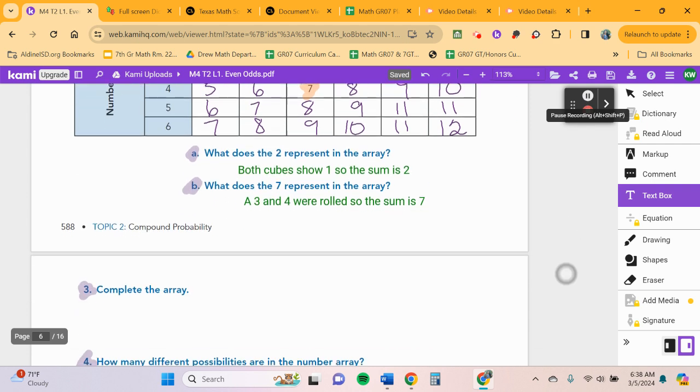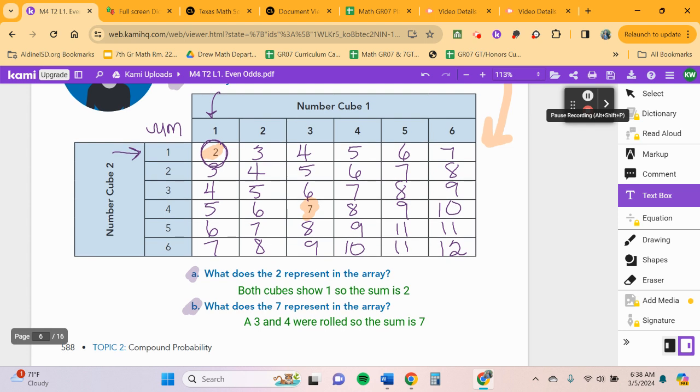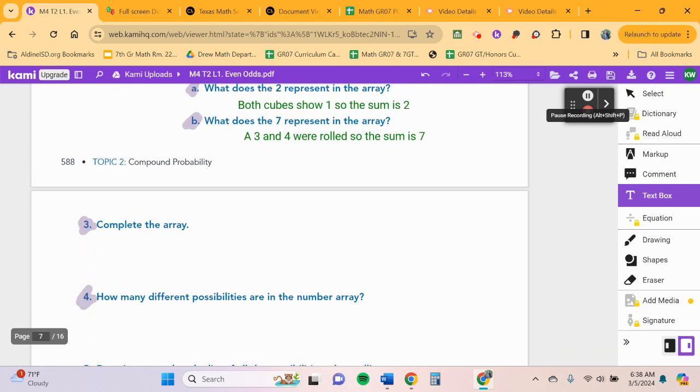Pretty self-explanatory. Number 3, we completed the array. If you don't have those numbers in, go ahead and get them in now. Pretty easy to write in a row: 2, 3, 4, 5, 6, 7, then 3, 4, 5, 6, 7, 8, then 4, 5, 6, 7, 8, across and down. And number 4 says, how many different possibilities are in the number array?